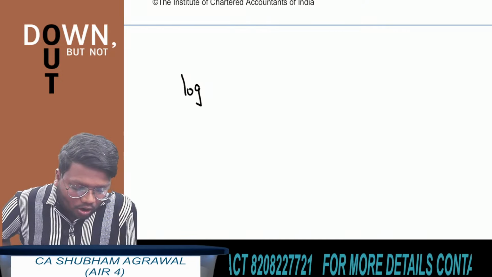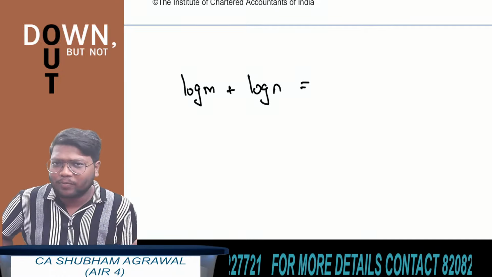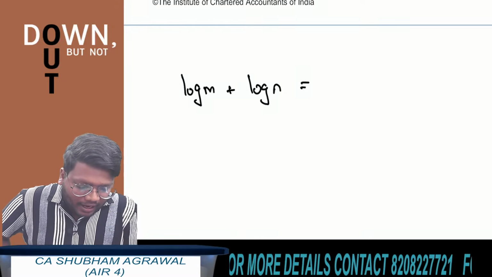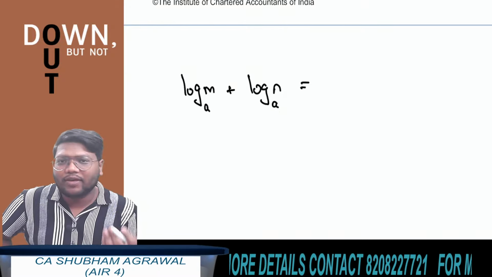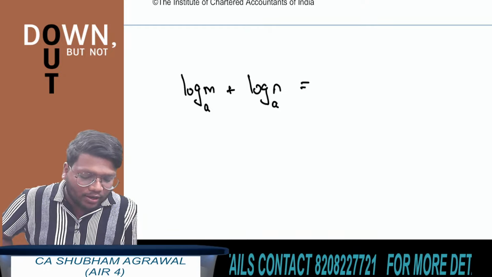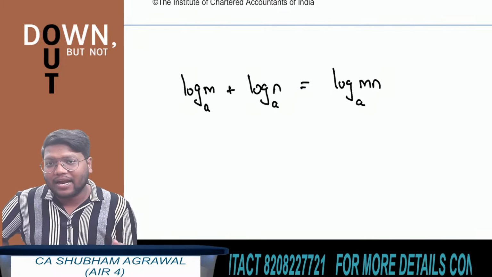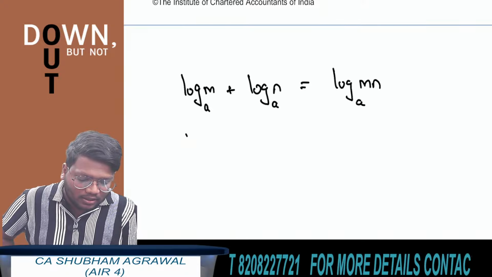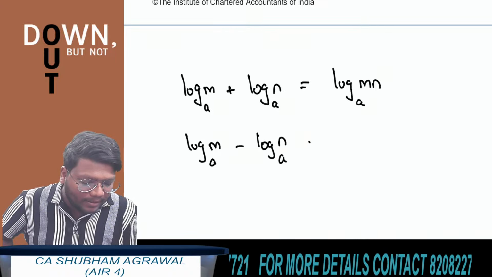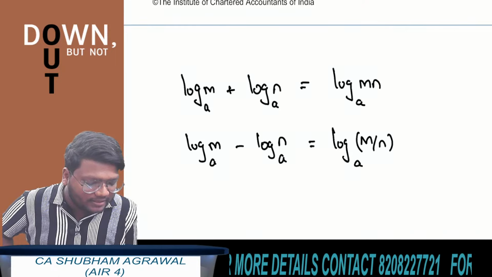Tell me what is log m plus log n. It will not take more than 2 minutes to revise all the properties of logarithm. And if the base is not written, we are assuming that the base of both the logarithms is the same, and that is a. So log m to the base a plus log n to the base a is equal to log m multiplied by n to the base a. If the base is the same and we are adding the logarithms, it means we have to multiply the numbers. Now the second property is log m to the base a minus log n to the base a. This is equal to log m divided by n to the base a.